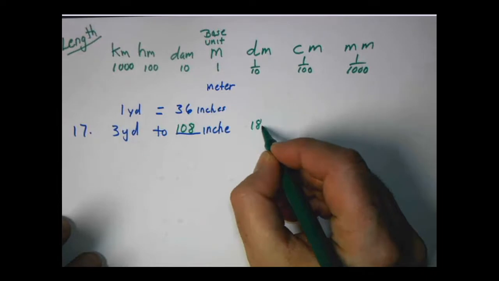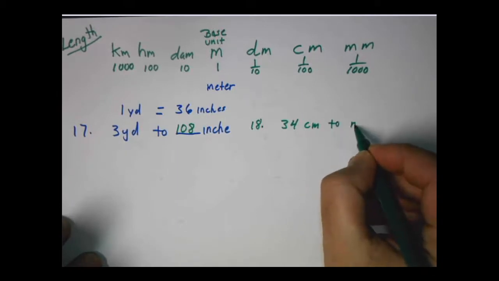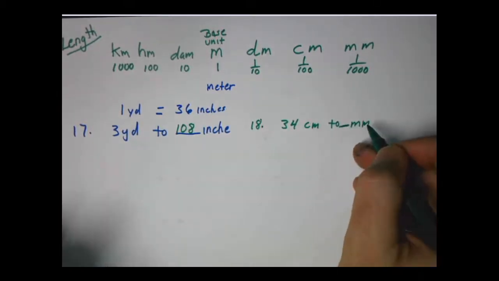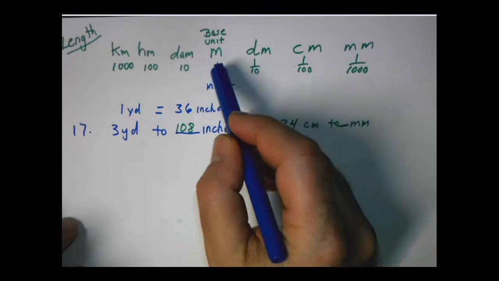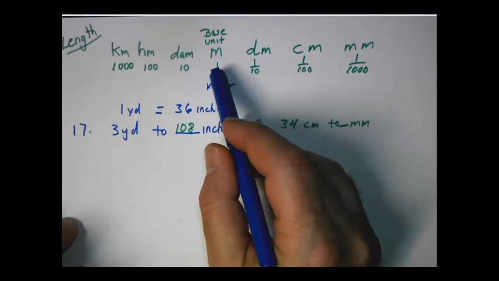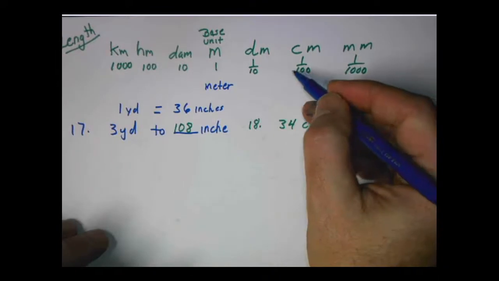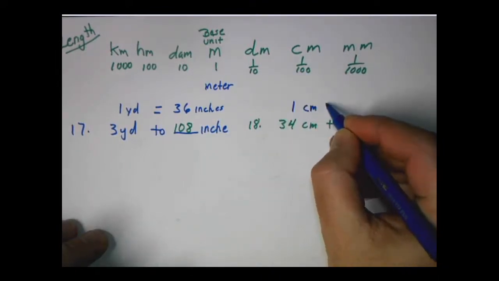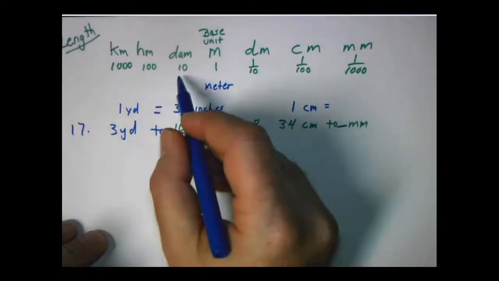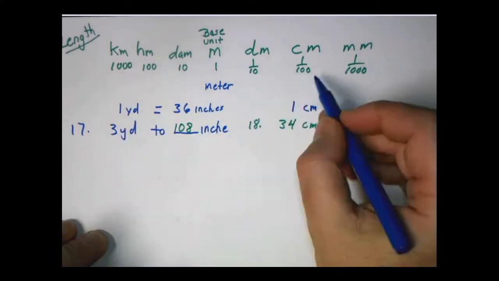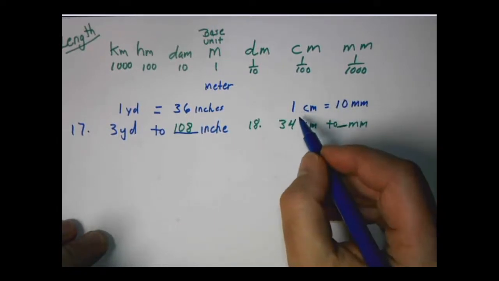Let's look at 18 right next to it. I have 34 centimeters, and we're going to convert that to millimeters. Okay. Well, which one's largest? If this is 1 and it takes 10 decimeters, or 100 centimeters, or 1,000 millimeters to make a meter, we know that centimeters is larger. It's closer to the 1. So 1 centimeter is equal to, remember in the base 10 number system, each unit is 10 times bigger than the one to the left or right. So it takes 10 millimeters to equal 1 centimeter.